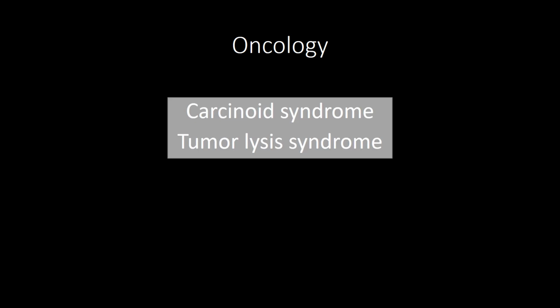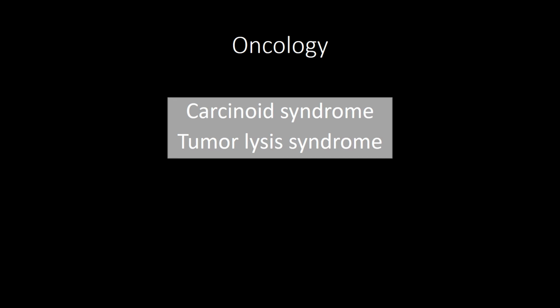All right, the last little bit here is just carcinoid and tumor lysis syndromes. Carcinoid syndrome is a serotonin secreting tumor, and the symptoms include flushing, secretory diarrhea, abdominal cramps. The best initial diagnostic workup is a 24-hour urine for 5-HIAA levels, and the treatment is octreotide.